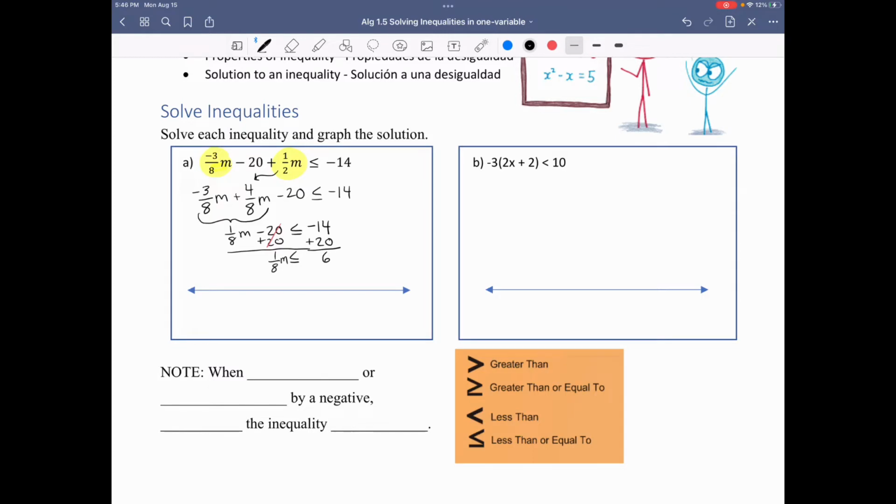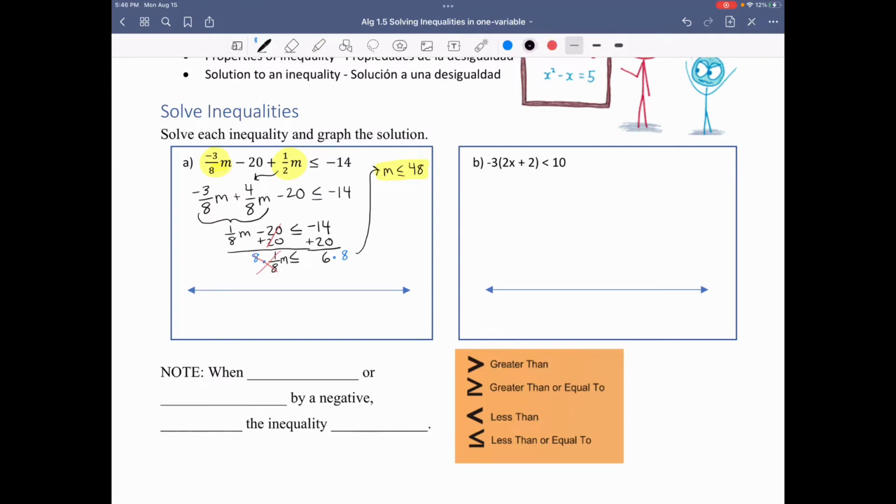Then we're going to multiply both sides by the reciprocal. So if we multiply by 8, that ends up just becoming 1. So 8 times 1/8 is 1, and so we can just leave it as m. From there, I'm just going to bring it up here. We're left with m on the left side is less than or equal to 6 times 8, which is 48. Now we need to graph that. So I'm just going to highlight this as my answer.